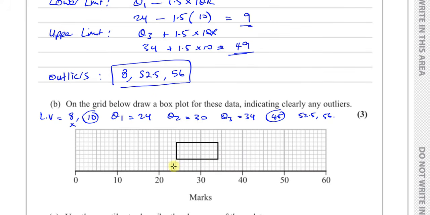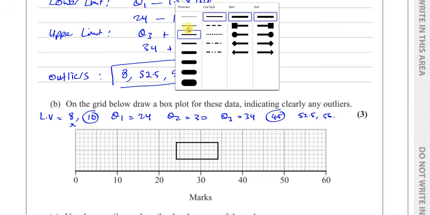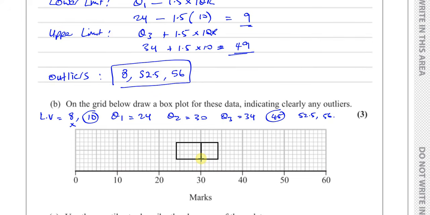Okay, so that's from 24 to 34. That's the lower quartile, and that's the upper quartile. Now the median is 30. That's Q2. The median is 30, which is going to be right over there. Okay, that's the median value. Now we've got to do the whiskers.